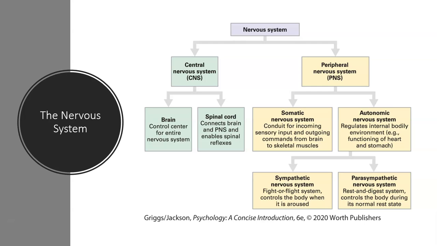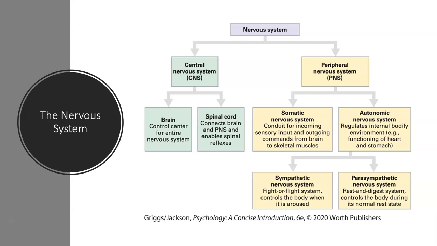The peripheral nervous system is divided up functionally into the somatic system, which brings in information from the outside world, as well as outgoing commands that come from the brain to the muscles that you use to move around in your environment. The autonomic nervous system is responsible for things inside the body. So, regulating things like your heart, your stomach, your whole digestive tract, all of those things.